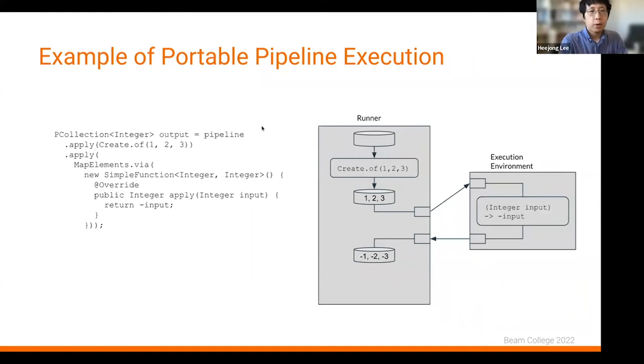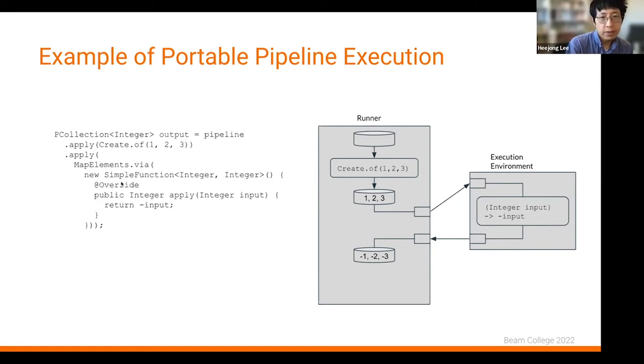Yeah. So this is an example of portable pipeline execution. Let's assume that we execute the code on the left side. The diagram on the right side shows how to execute this code. So there is a runner and an execution environment. This is a Docker image, the Docker process.